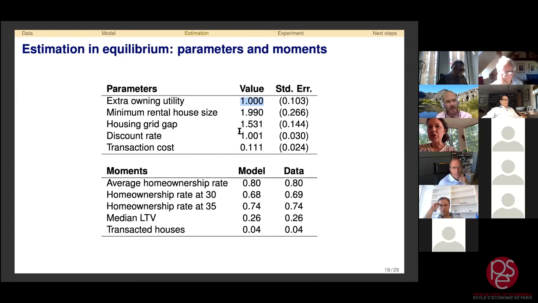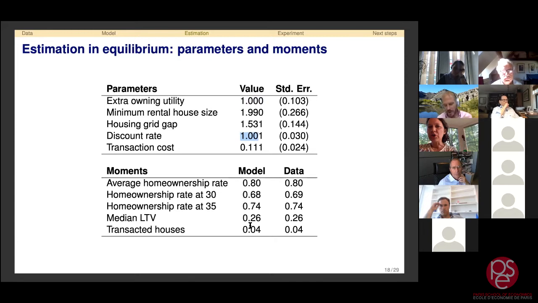The discount rate is slightly above 1, but remember that here we also have a probability of dying each period. So the discount rate times the probability is below 1. And yeah, these are the main points that I want you to take away.